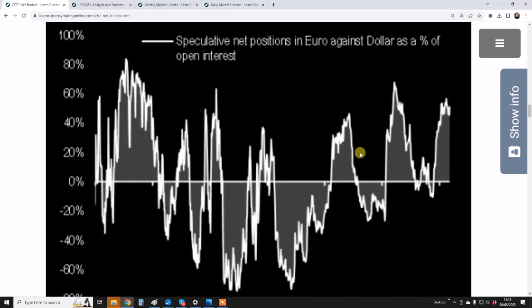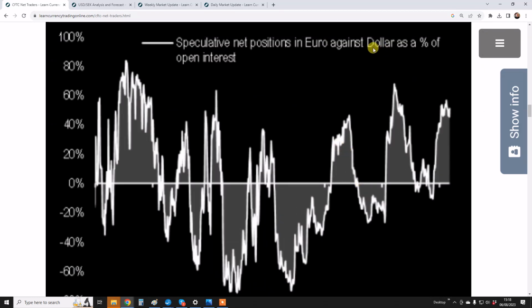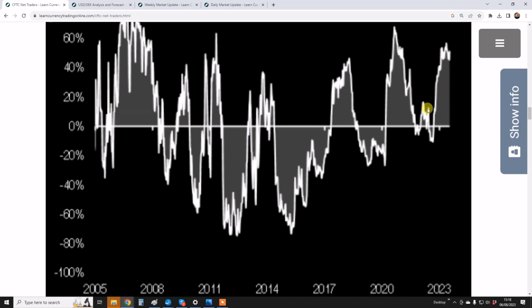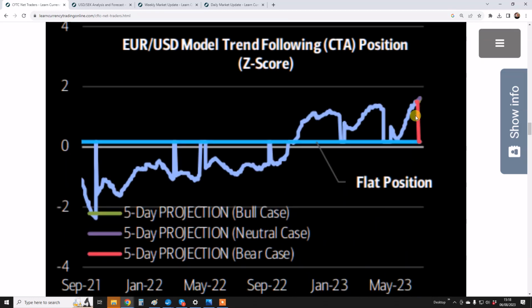If we get to the next chart, it shows speculative positioning in the euro against the dollar as a percentage of open interest. It's elevated in historical terms. This chart goes back to 2005. Then you have this chart here, which shows trend following managed money. They're really long of the euro. If this position starts to get taken out on stop, which we think it will, you're going to see a lot of downside in euro USD.